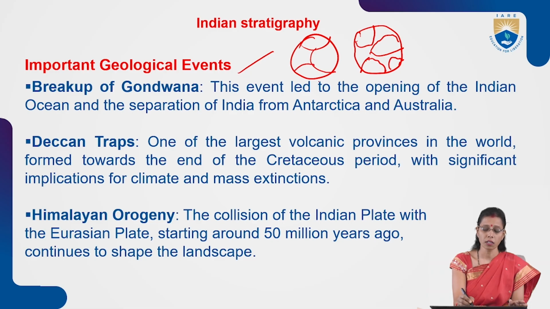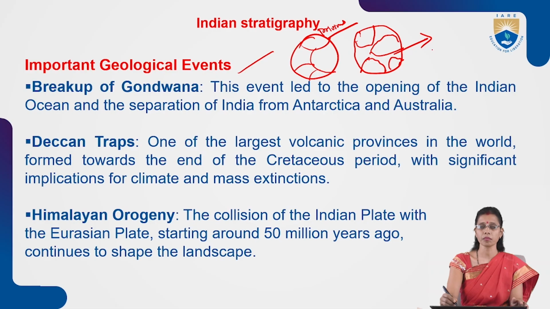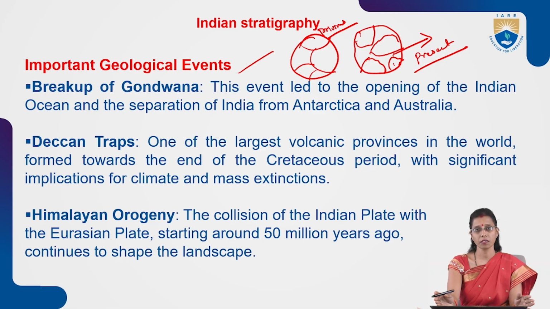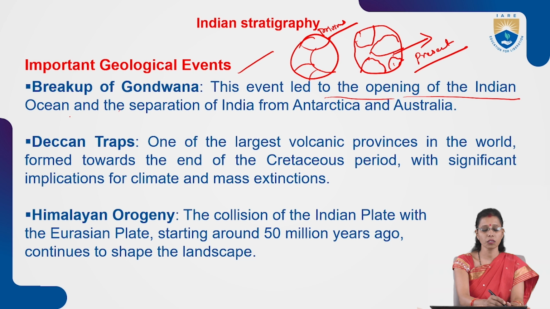It was joined like this, and slowly it is moving apart. This is the previous one, and this is the present situation, which is moving apart. As it moves apart, the continents are separating, and separate continents are formed. Later it divided from a supercontinent into the Indian subcontinent. The breaking of Gondwana is the event that led to the opening of the Indian Ocean and the separation of India from Antarctica and Australia.